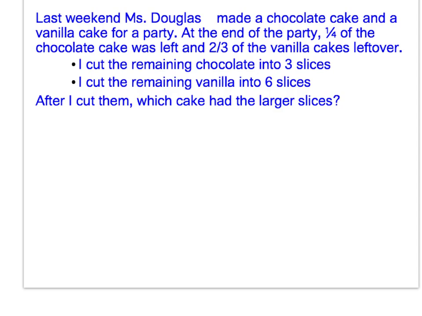Alright, when I look at this problem, there is a lot going on. So I see that we have chocolate cake and vanilla cake. There's things happening to both cakes, so I'm going to go ahead and break my paper up into a chocolate cake section and a vanilla cake section. So just looking at, to go to the question, after Miss Douglas cuts the cakes, I want to know which has the larger slice. So let's take out the information from my chocolate cake.